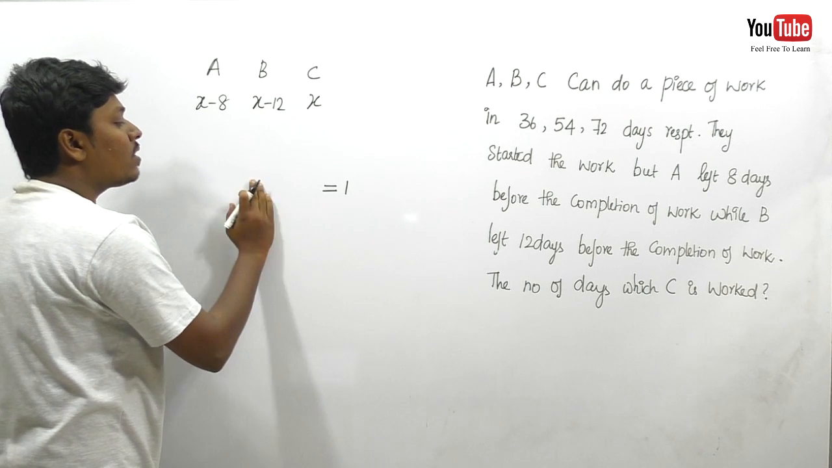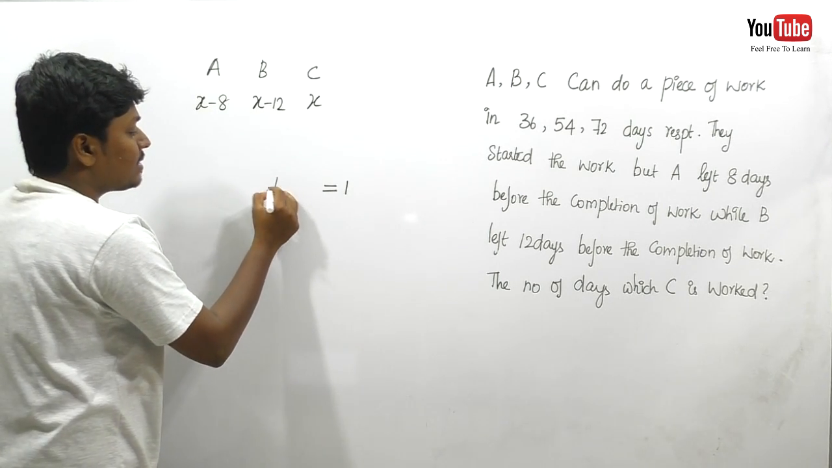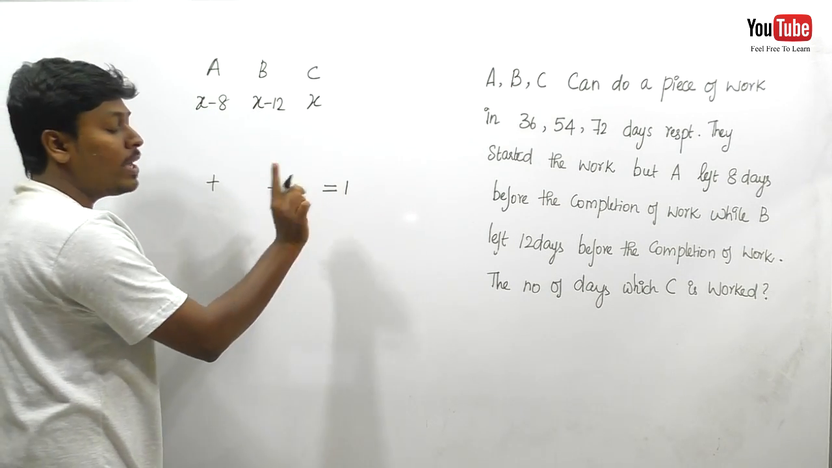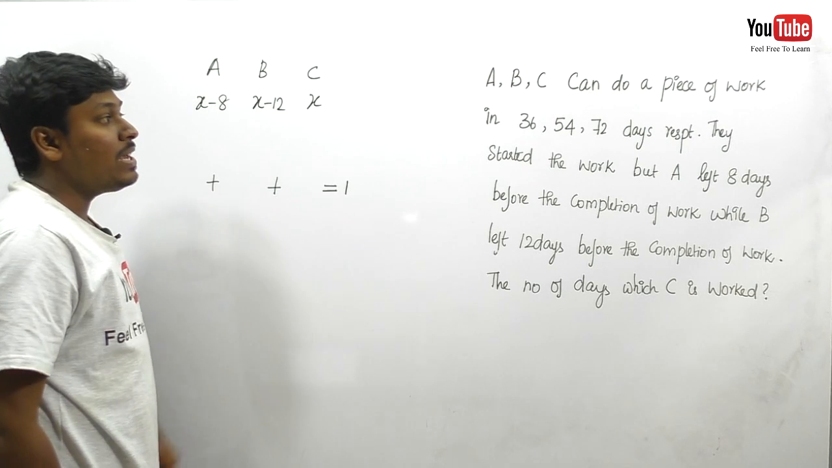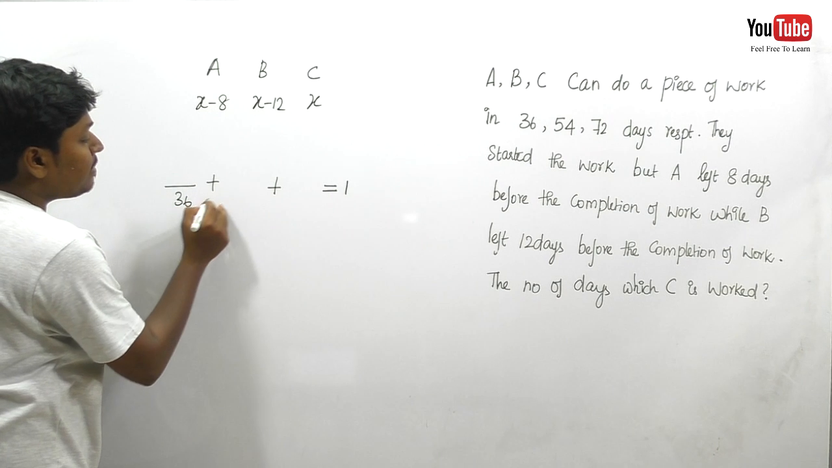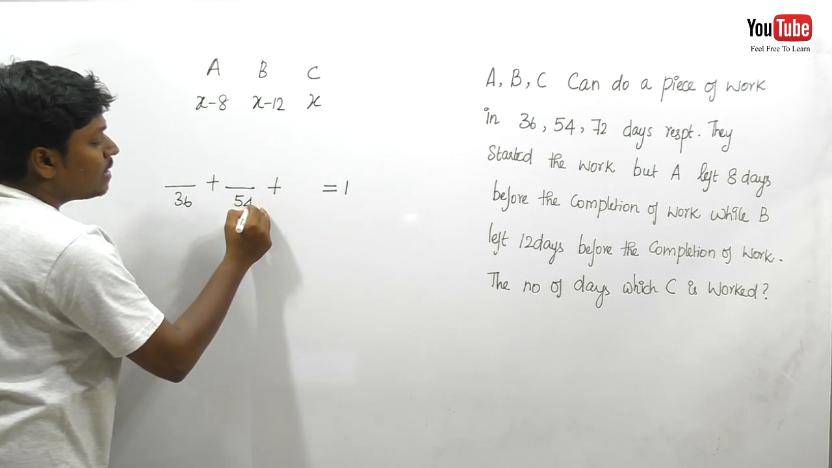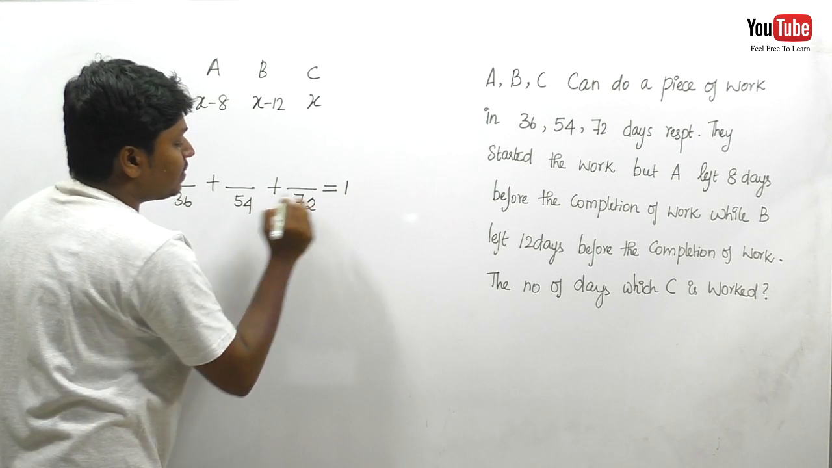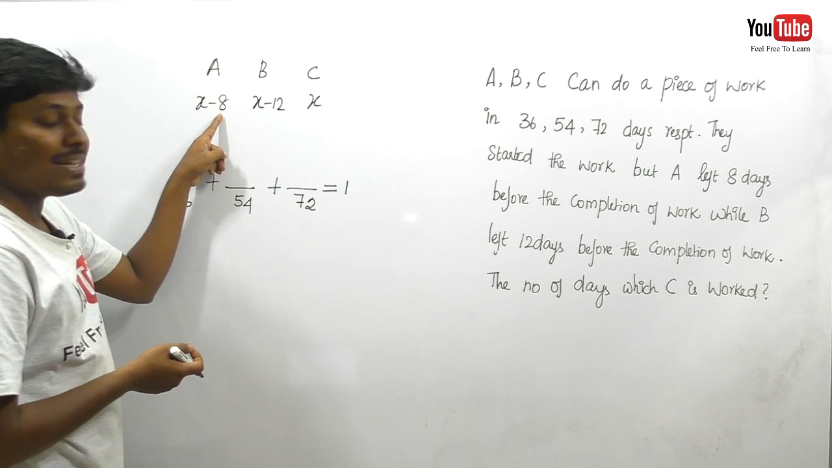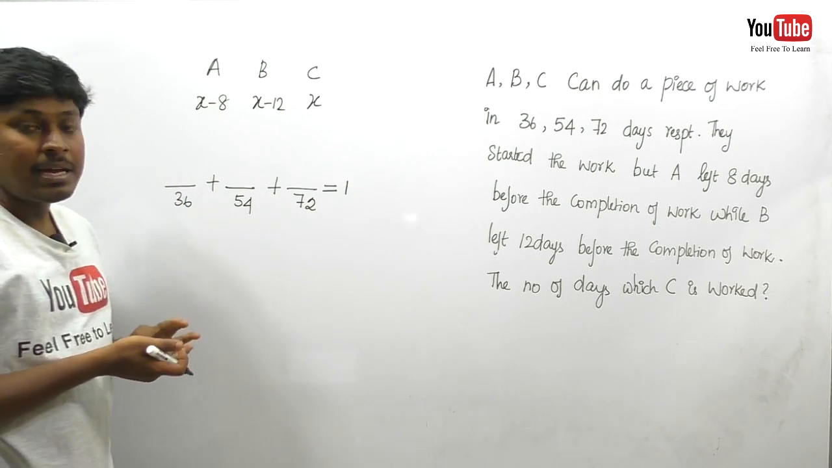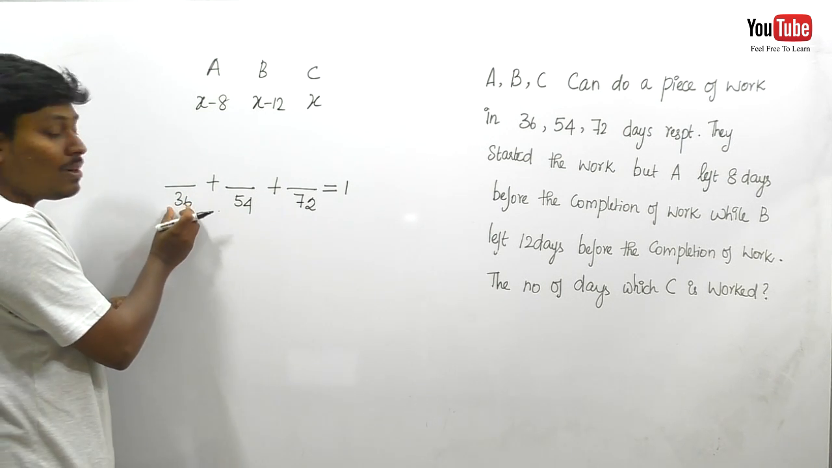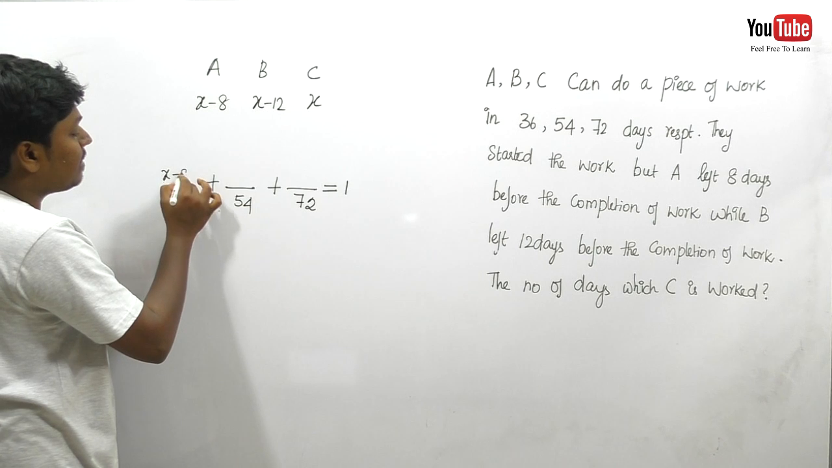These 3 persons are doing one job, right? Friends, got it? First person, second person, third person. All the 3 persons are doing one job and they have completed the job. We know that A can complete a piece of work in 36 days, so divide by 36, B can complete it in 54 days, and C can complete it in 72 days. And we have found one thing, that A is working X minus 8 days. We don't know how many days A worked, but A alone can complete the work in 36 days, and out of this 36 days, A's days are X minus 8.